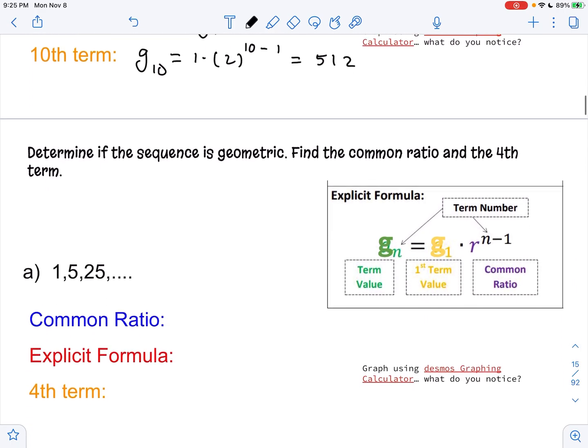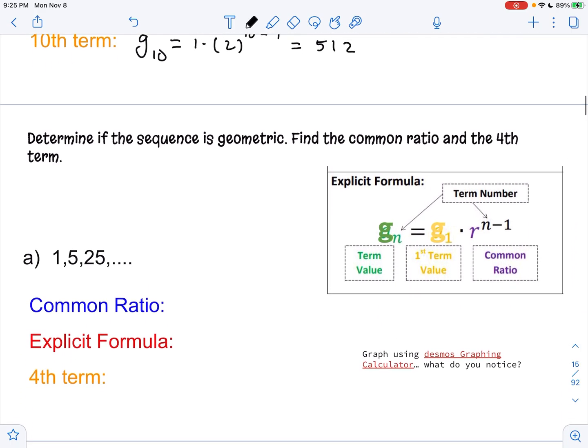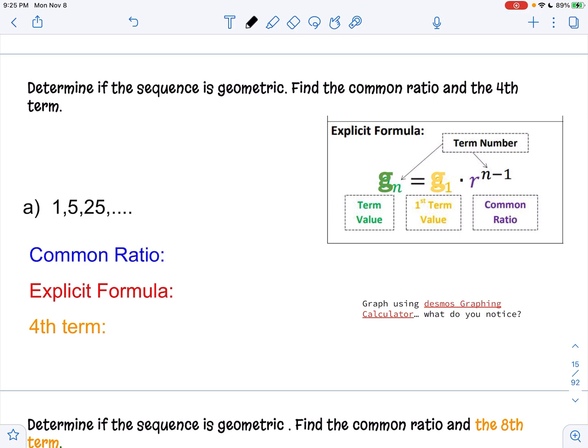All right. Determine if the sequence is geometric, and find the common ratio. Remember, if it's geometric, that means when you divide, you get the same thing. So 5 divided by 1 is 5. 25 divided by 5 is 5. So yeah, it's geometric. Its common ratio is 5.